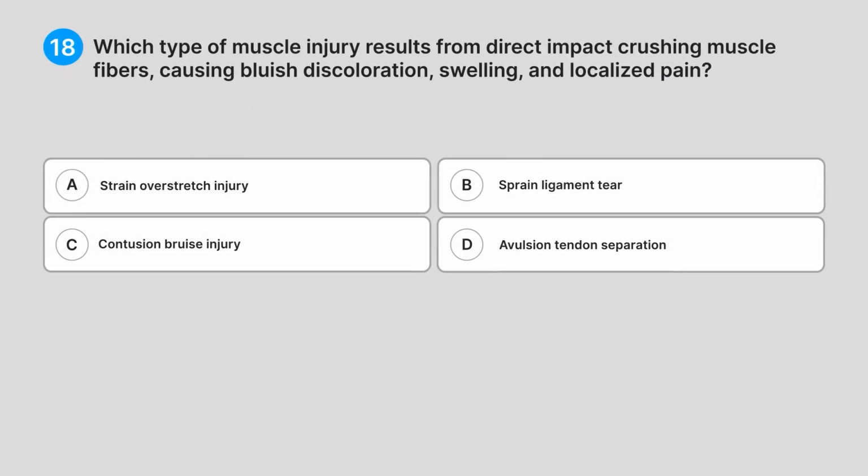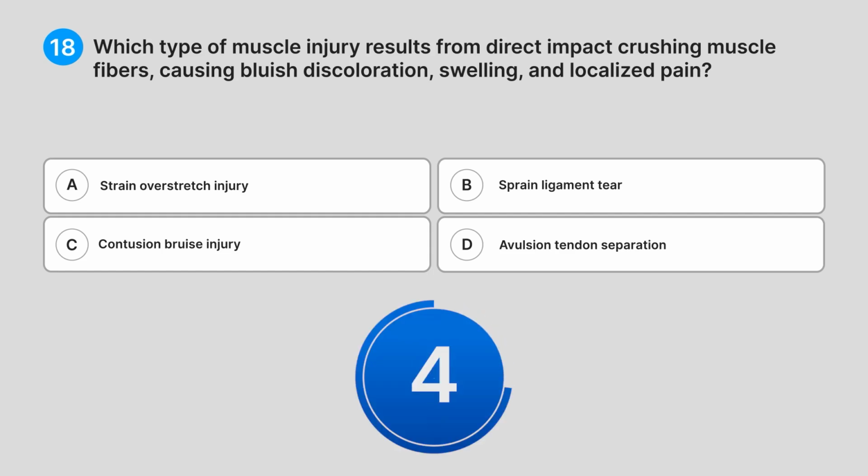18. Which type of muscle injury results from direct impact crushing muscle fibers, causing bluish discoloration, swelling, and localized pain? A. Strain, overstretch injury. B. Sprain, ligament tear. C. Contusion, bruise injury. D. Avulsion, tendon separation. Do you know the answer?